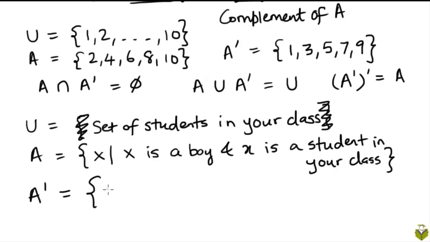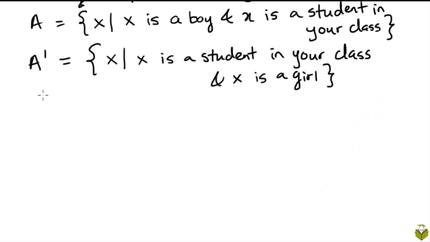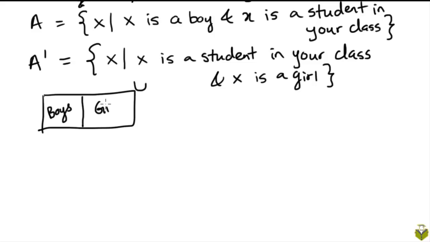So A complement would be the set of all X such that X is a student in your class and X is a girl. In other words, you can divide up the universal set U into two parts, the set of boys and the set of girls.